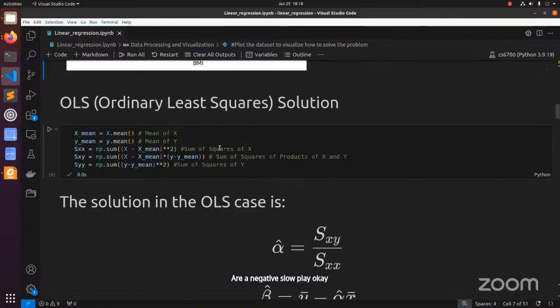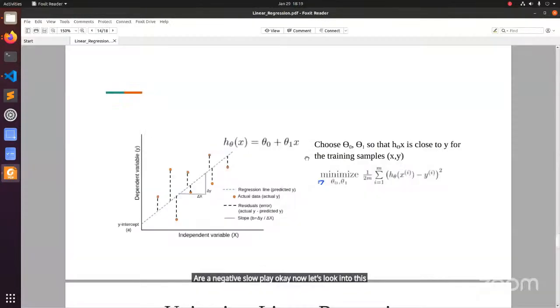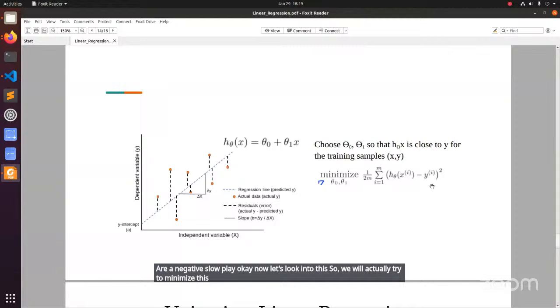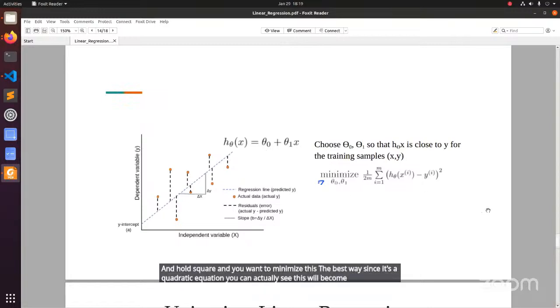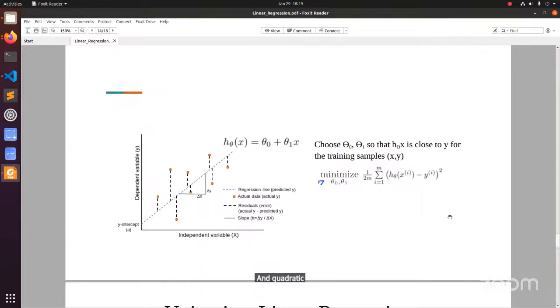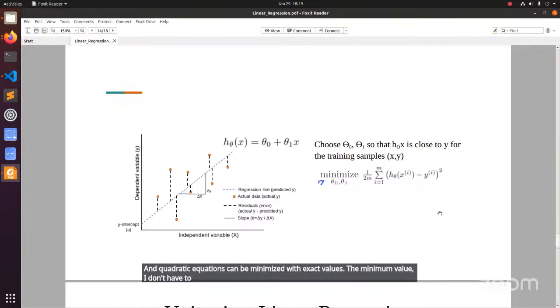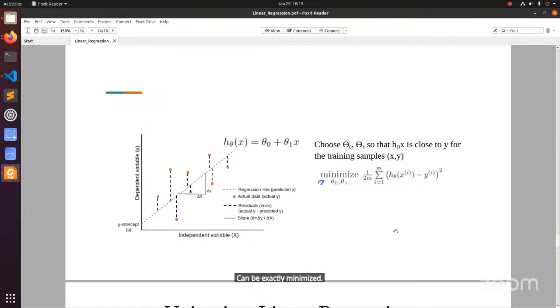Now let's look into this. We will try to minimize this least square equation: h equals theta naught plus theta 1 x, minus y i, the actual value, and the whole thing squared. Since it's a quadratic equation, it can be minimized with exact values. I don't have to tell you that quadratic equations can be exactly minimized. So you can find the minimum value for theta naught and theta 1.